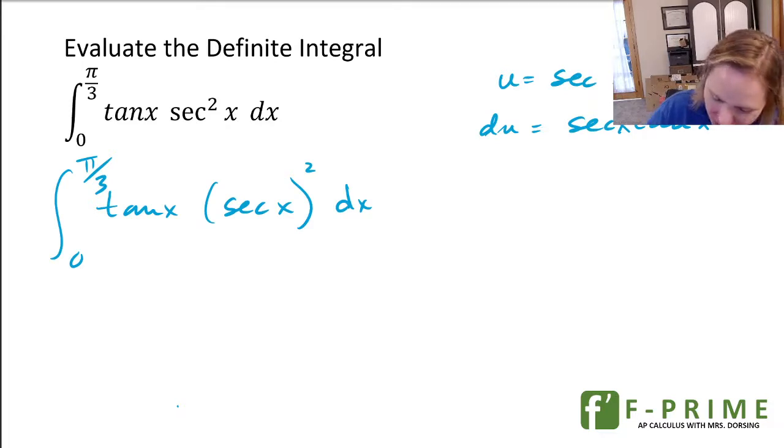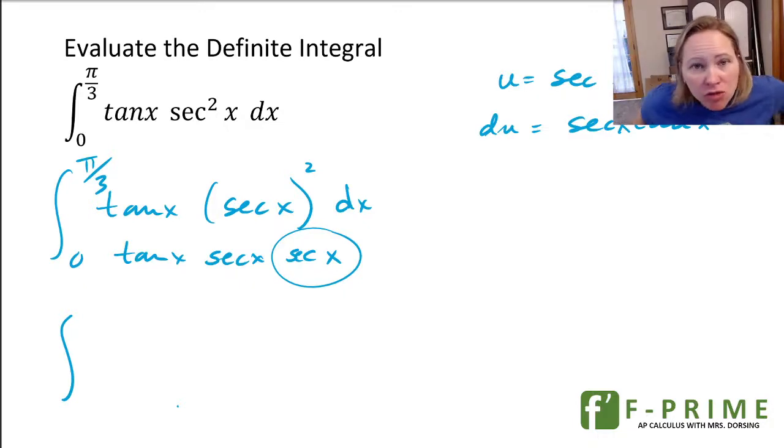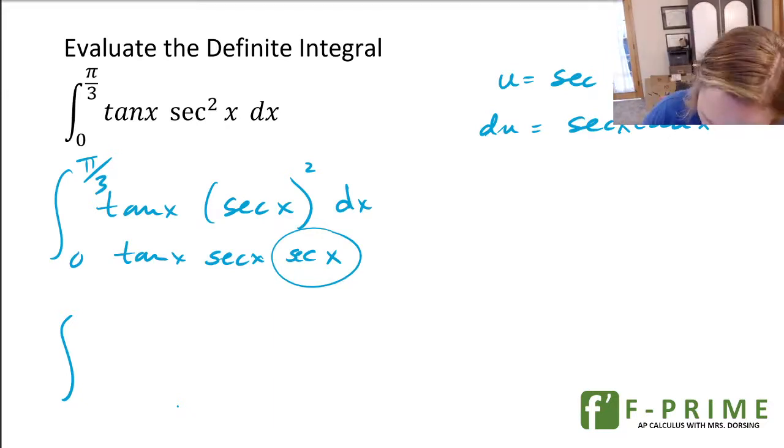If I replace one of the secants with u, then, remember this is tangent of x times secant of x times secant of x. So if I replace one of those with u, then the derivative is left, right? It's tangent secant. So this is really cool. So I'm going to evaluate, and I'm going to drop my limits of integration. Anytime I do u substitution for a definite integral, I'm going to drop my limits of integration. I'm not going to include them. And it's going to look like this, u du.